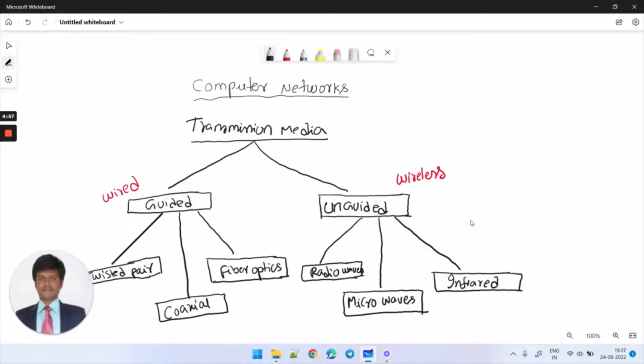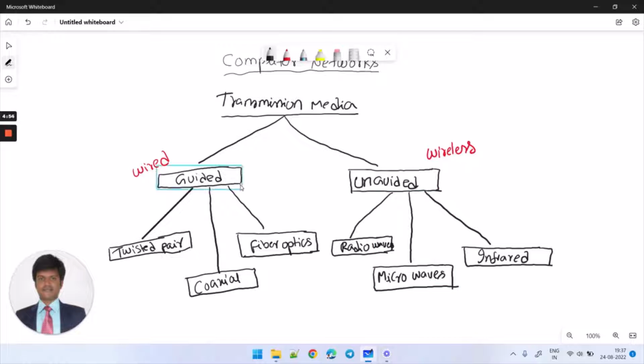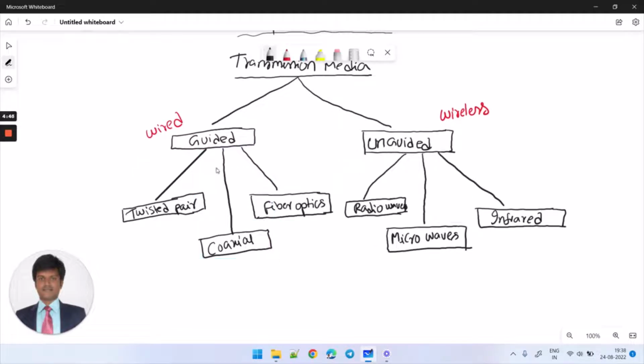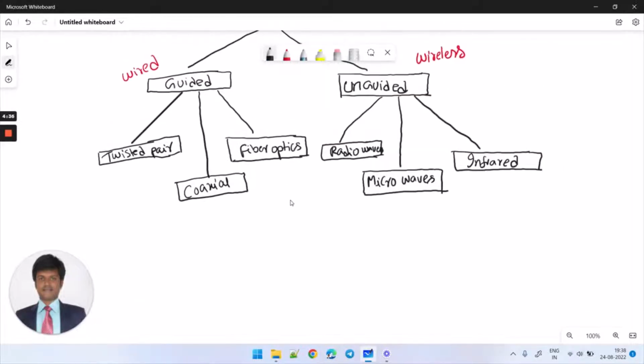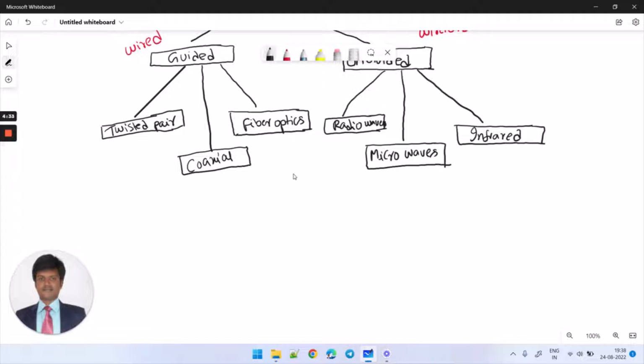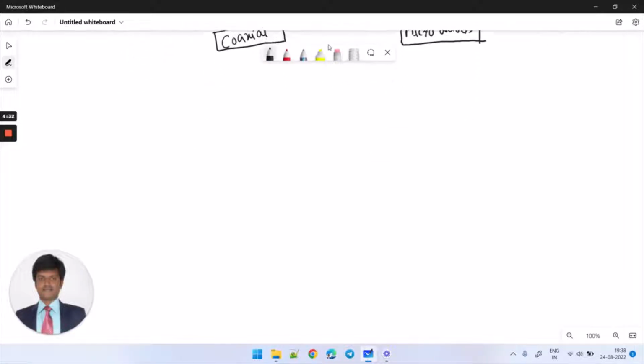So in the transmission media, we have seen there are mainly two types: guided and unguided. Guided media is again of three types: twisted pair, coaxial, and fiber optics. We will now try to understand the twisted pair guided media properties. A twisted pair is a popular guided media.